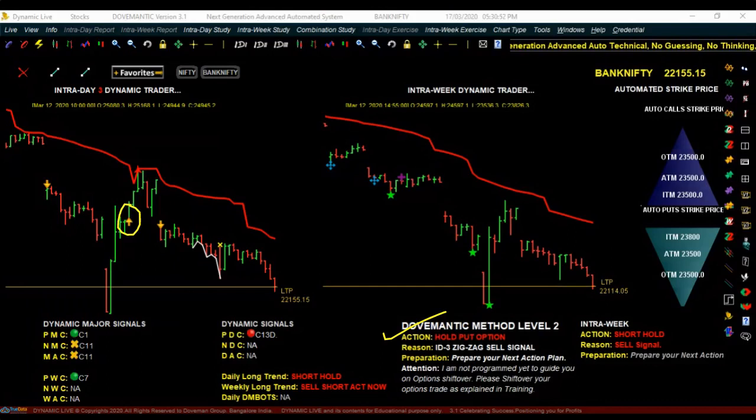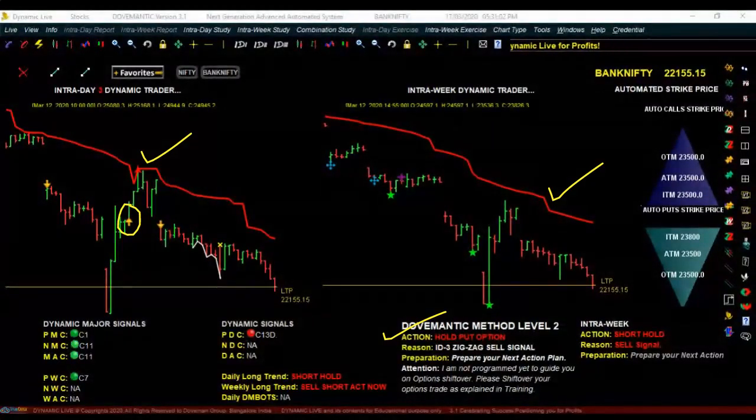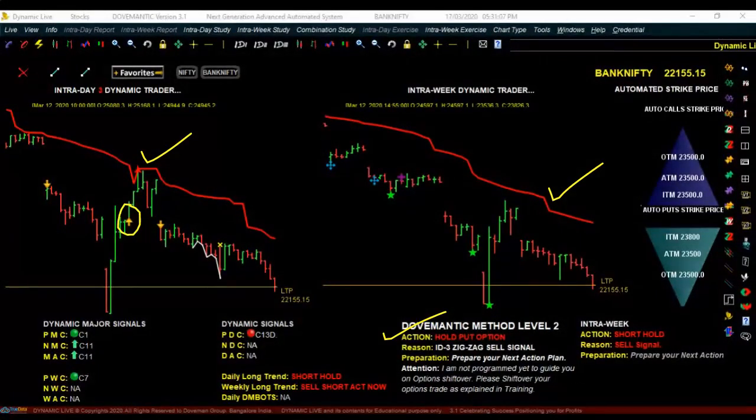But before you buy, just check these two lines. When I check these two lines, both the lines were red in color. It means they are pointing downward. They are in a downward trend. In a downward trend, you are going to buy. It means be careful, isn't it? You have to be careful. Now, this is a situation where you have to be careful, right?